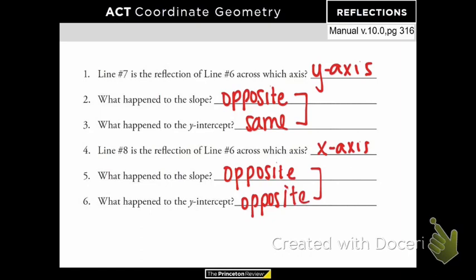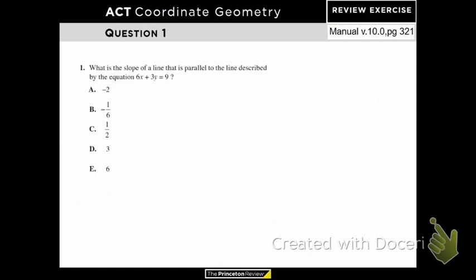Okay, so now I want you to turn to page 321. You can pause the video because I want you to try and work through these problems on your own, and then once you've done that, you can go ahead and hit play, finish this up, and check your answers.